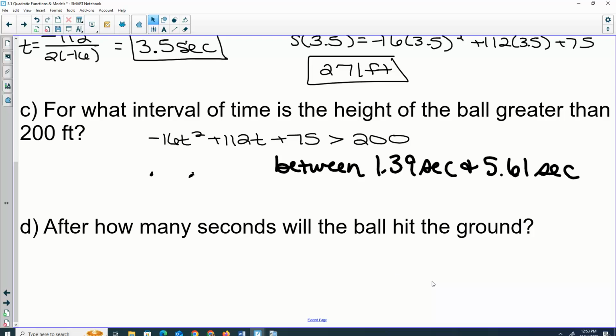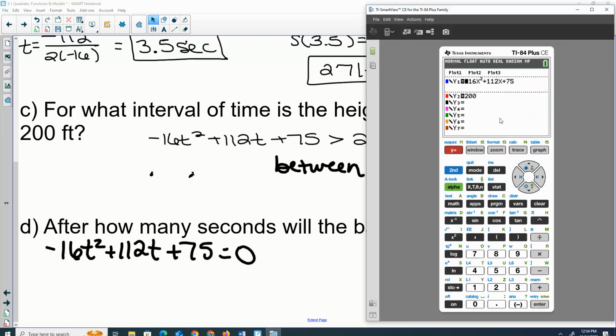If it asks after how many seconds will the ball hit the ground? Tell me some different ways of doing that. If the ball hits the ground, what's your height? 0. So I could set my equation equal to 0. Okay, could we do the quadratic formula or something to solve that? Yes. Could we do it on our calculator? Yeah. There's actually several different ways your calculator will do it, but if you want to do it the same way we did the last one, all you have to do is change this y2 to a 0. If you want to do it the exact same way.